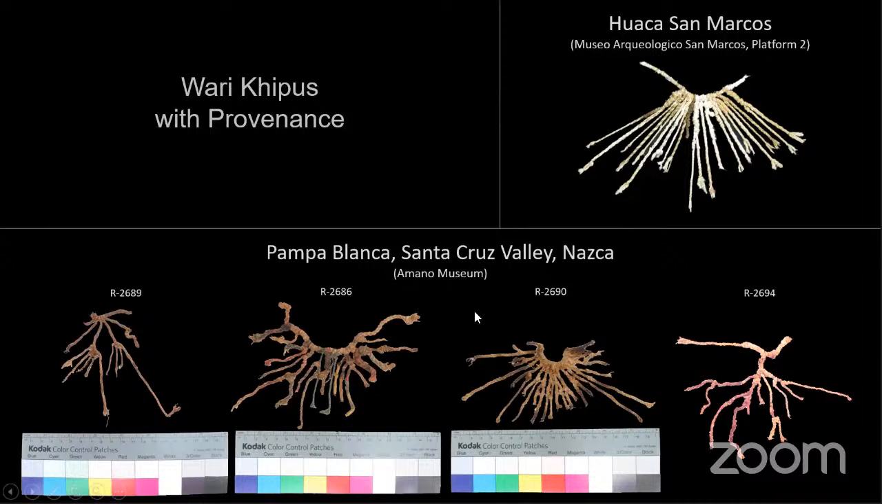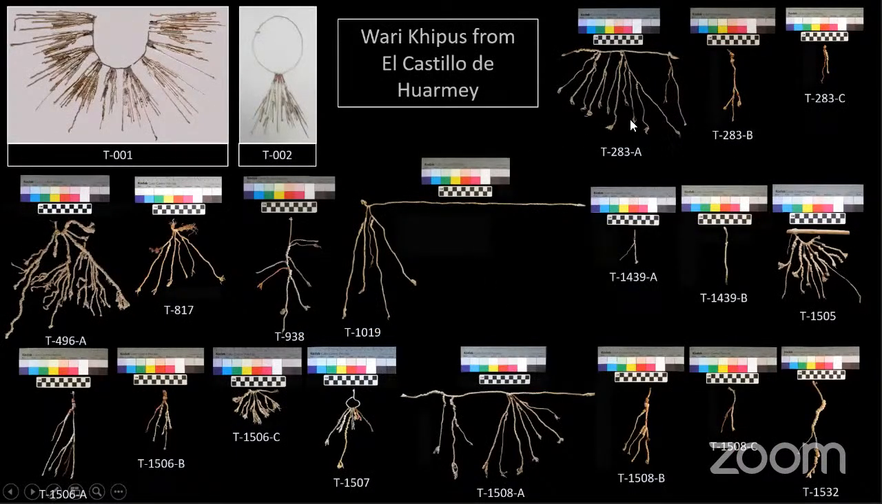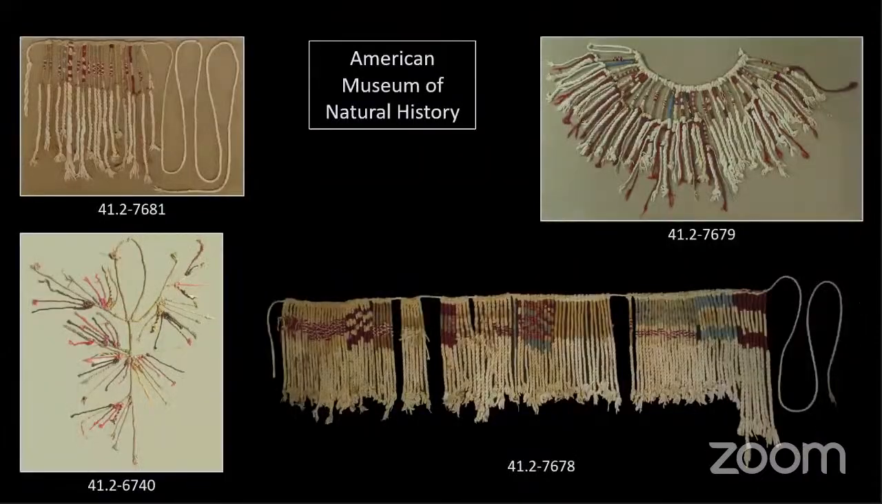Four of them are in the Amano Museum, excavated by Amano himself, and one was excavated from Huaca San Marcos by Ruth Shady. And then there's another group of 20 Khipus that were excavated by Milosz Giersz and Roberto Pimentel from El Castillo de Huarmey. Wari Khipus with associations have always been found in Middle Horizon tombs and with Middle Horizon ceramics.